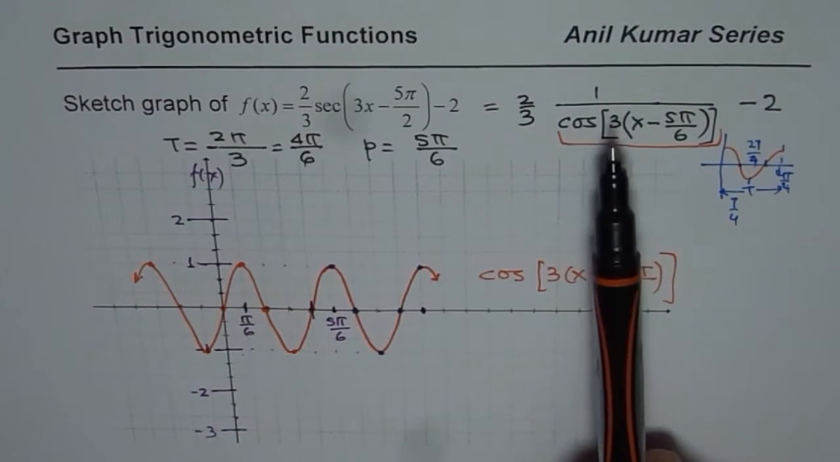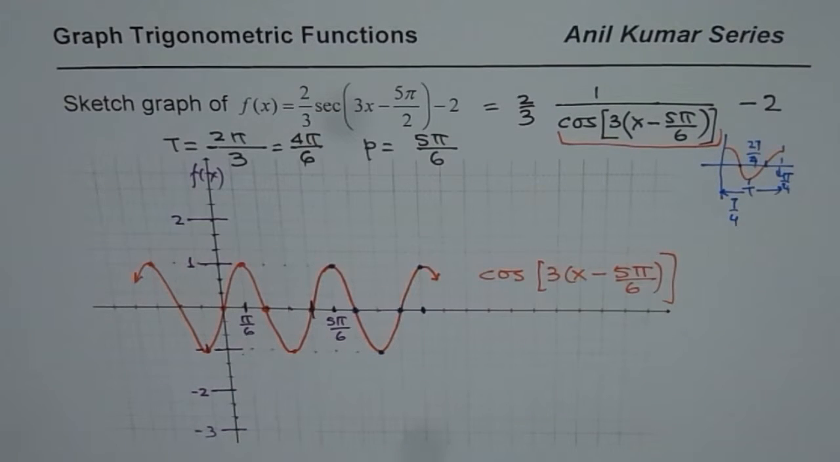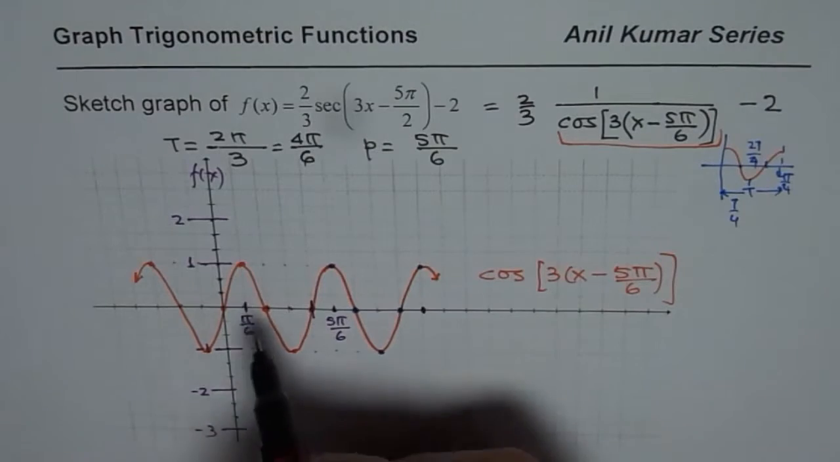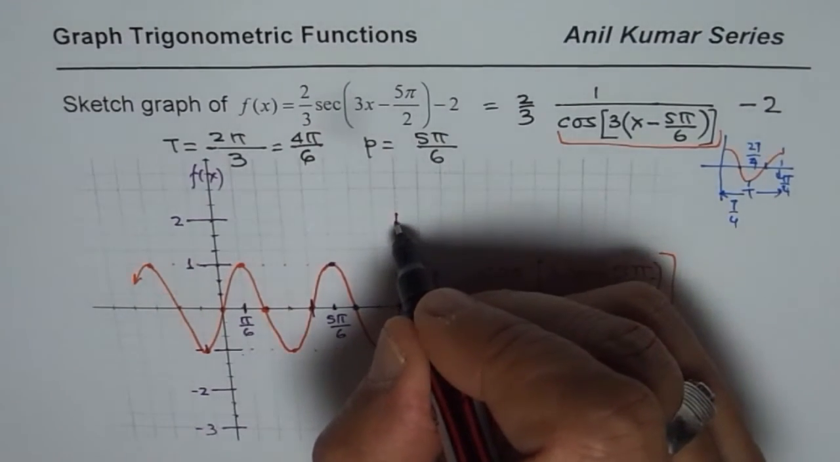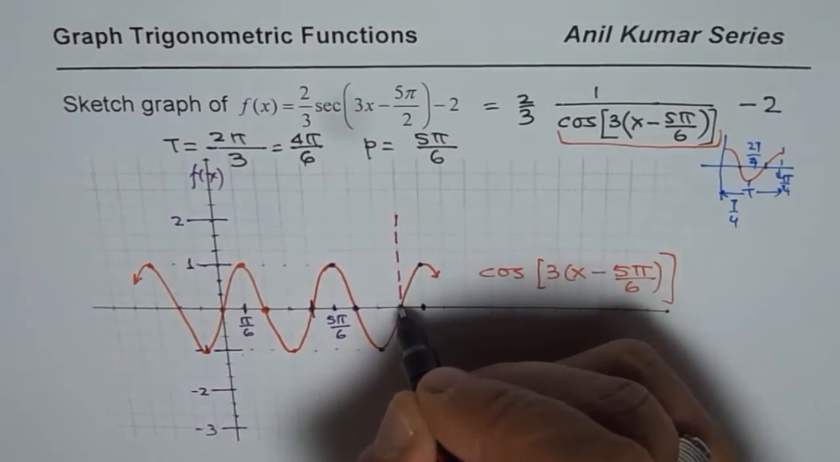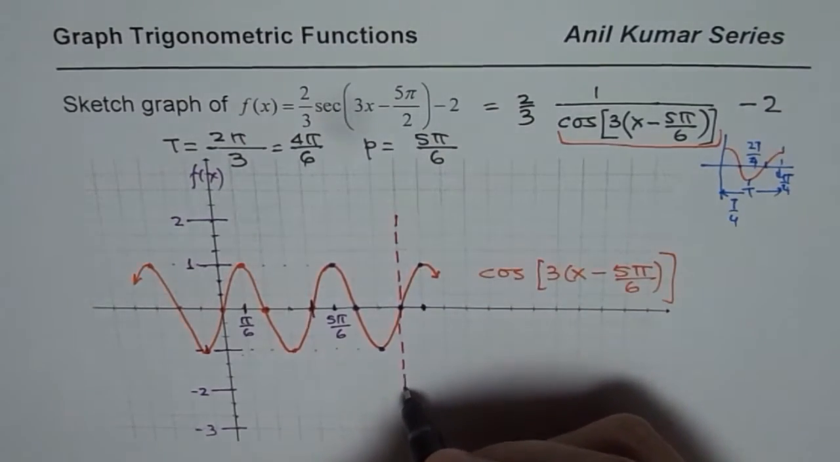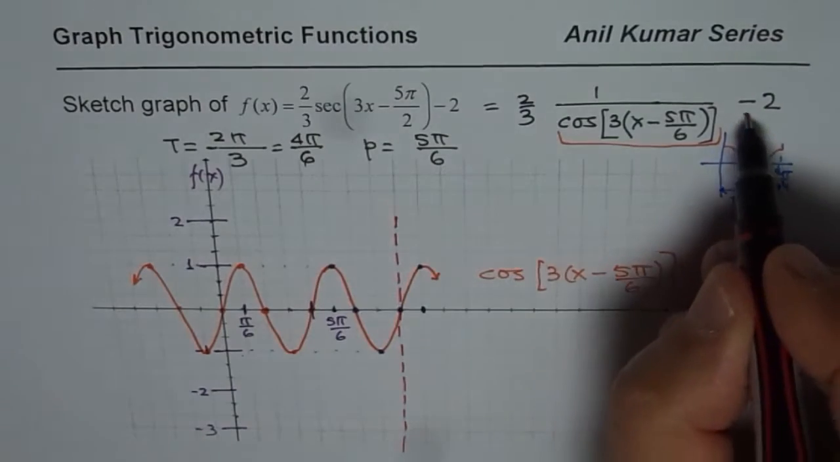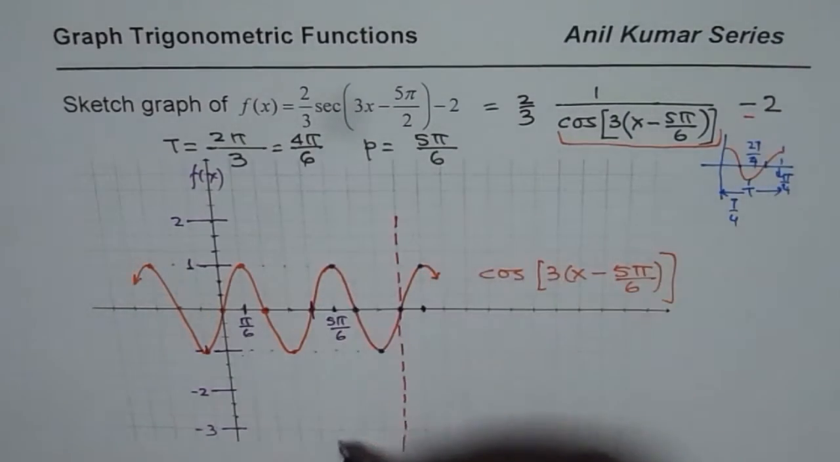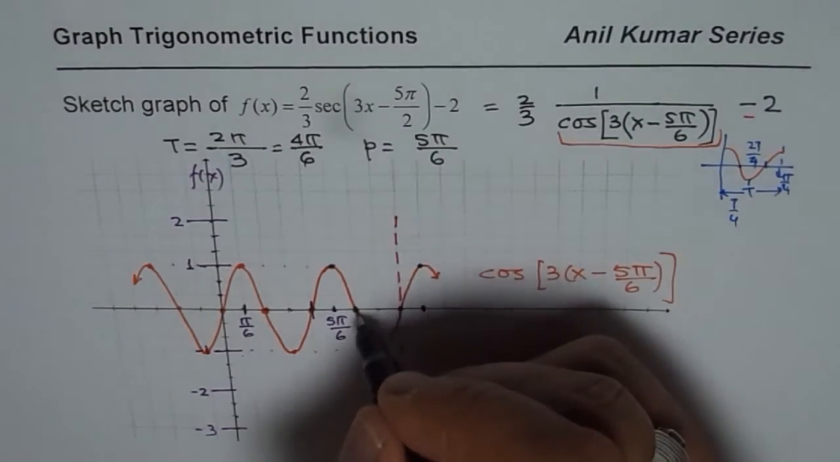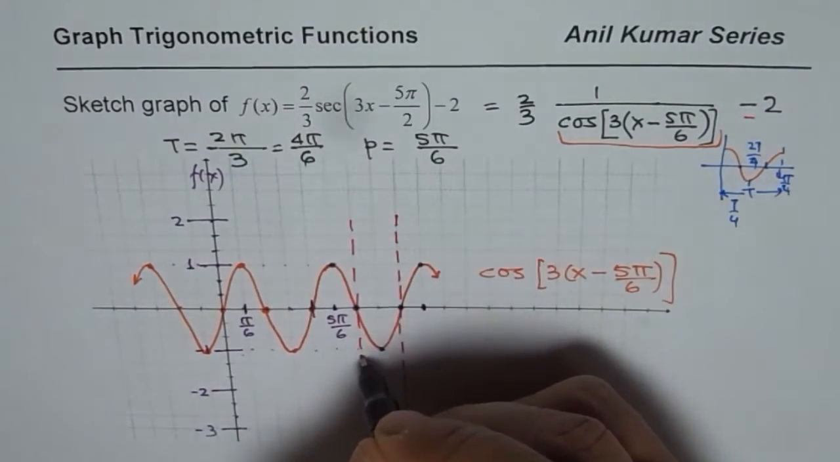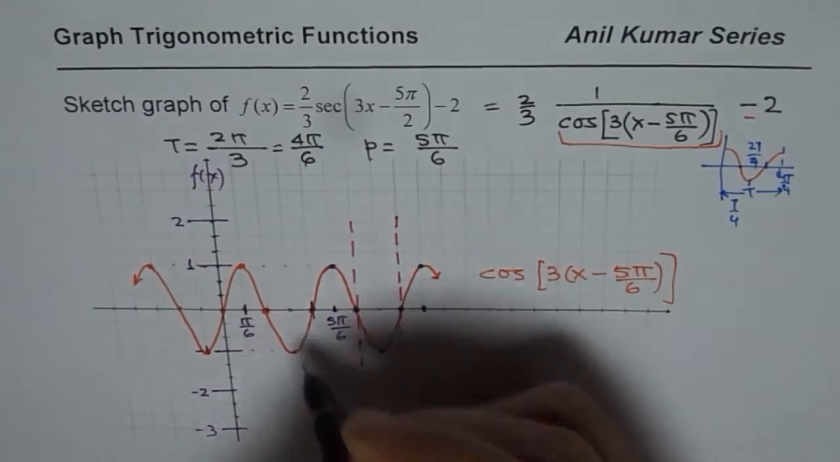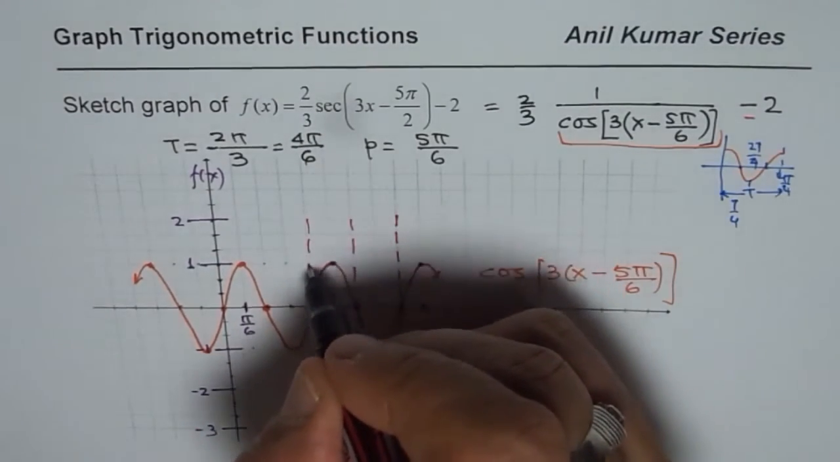Now we have to do the reciprocal of this. Reciprocal really means that we'll have vertical asymptotes wherever the function is 0. So the zeros are these, and we'll have vertical asymptotes here. I'm going down because I know we have to do minus 2, so ultimately everything is going to move down. It's good practice, when you make your vertical asymptotes, to go straight away till the lowermost point.